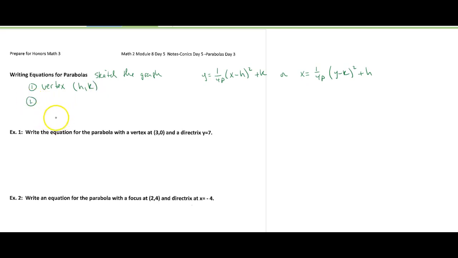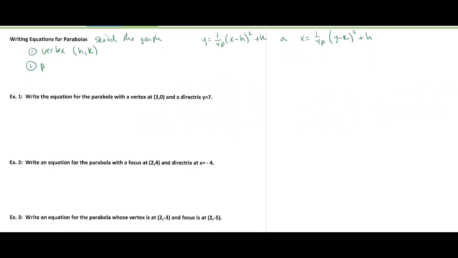Number two, it's good to have your focal length p. Remember, that's the distance from the vertex to the focus, or the distance from the vertex to the line of directrix. Okay, so let's look at the first equation here.